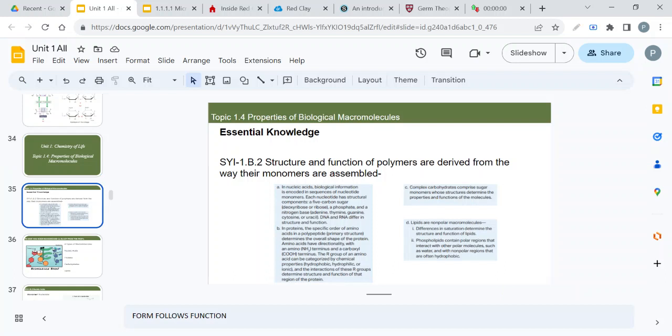So we go and take a look. It says the structure and function of polymers are derived from the way their monomers are assembled. If you remember from a previous lesson, we talked about how molecules have specific behaviors depending on how those atoms are arranged with each other. Unequal sharing of electrons, some areas will be partially positive, some areas will be partially negative, and that's going to determine how it behaves around other molecules, whether they're attracted or repelled or combining with other ones, right? In the case here, we're looking at how the structure, or how we line up these biological macromolecules, ends up changing their specific function.